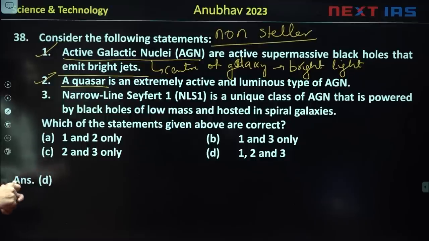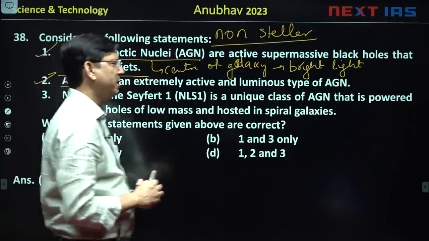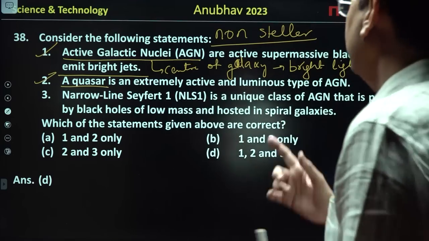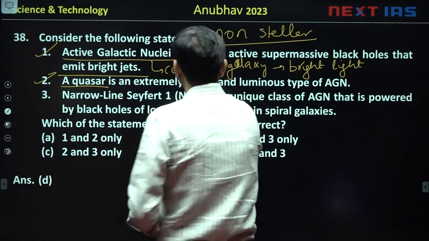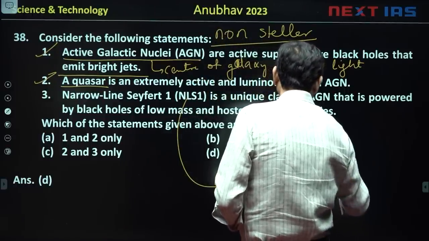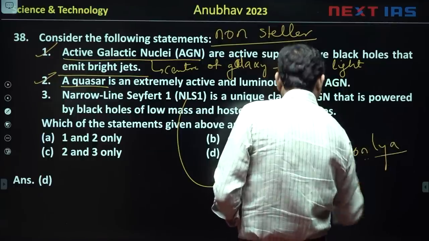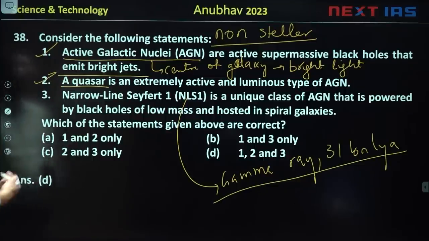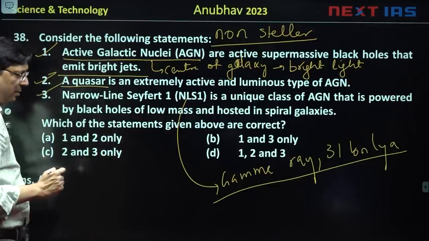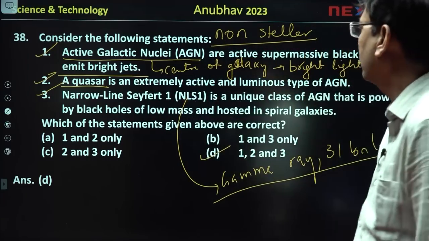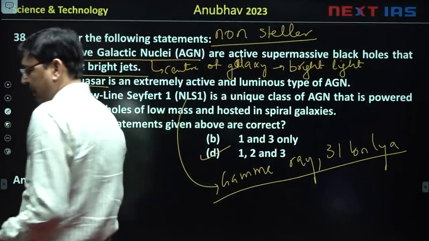Narrow line Seyfert, NLS1, is a unique class of active galactic nuclei that is powered by black holes of low mass and hosted in spiral galaxies. Yes, this is the latest galaxy which is emitting gamma rays. And it is 31 billion light years away. So it is having low mass black holes at the center. Answer is D. So that is question number 38. All three are correct here.